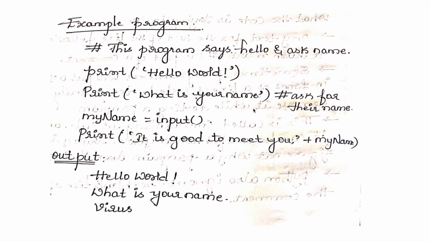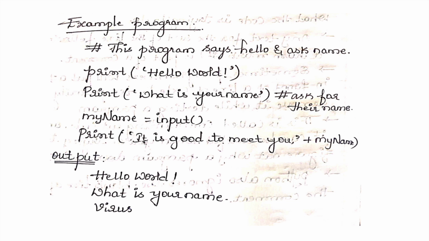See, again a comment: ask for their name. It is asking me to enter the name. But how to do that? You should use the input function, because I should give the input. It asks for the input from me. Whenever I type a name, the input function will take that name and store it in the variable my name.